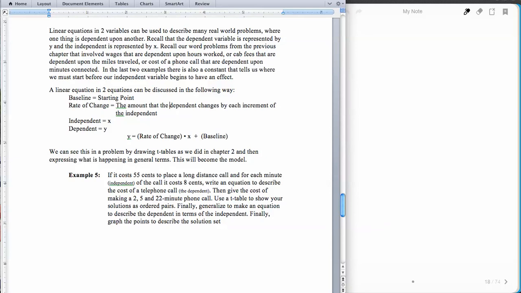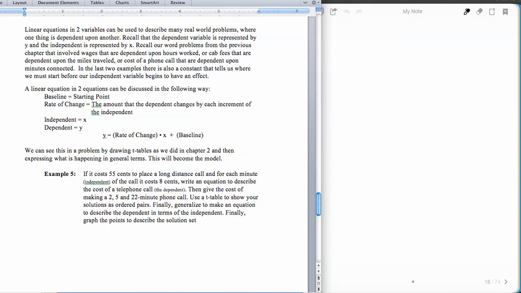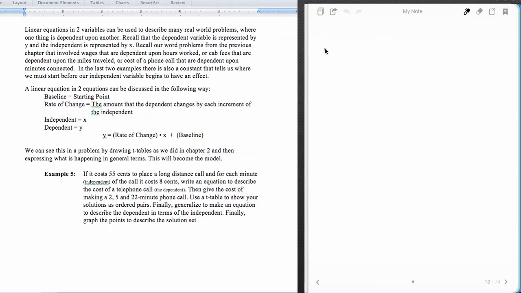Alrighty, now let's take a look at this example. So we have it costing 55 cents to place a long distance call, and each minute, that's the independent value of the call, it costs 8 cents to talk. So we want to write an equation to describe the cost of a telephone call, the cost of the telephone call being our dependent. So I'm going to go over here and I'm going to write these things down. So I'm going to write the baseline, and our baseline is how much it costs to make this telephone call, no matter if I talk any minutes or at all. And so the baseline here is the 55 cents.